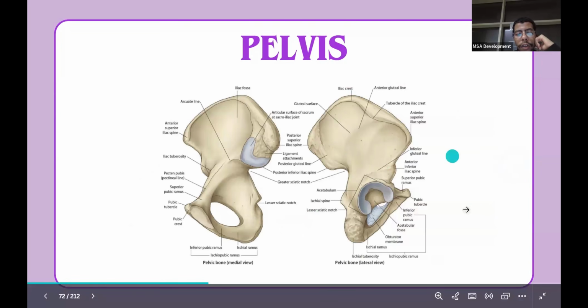Okay. This is also a general overview for everything. Here we have the ilium. Then at the bottom, we have both the pubis and the ischium. Go through every single label and make sure you know it very well, because you never know what they can ask you.